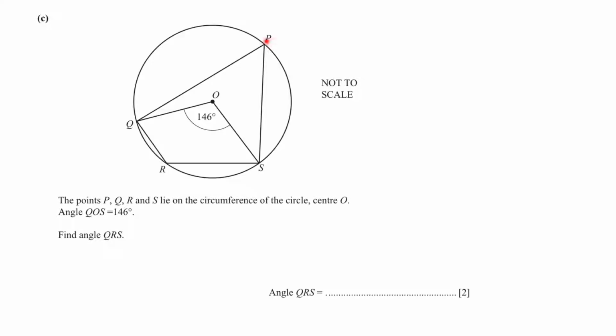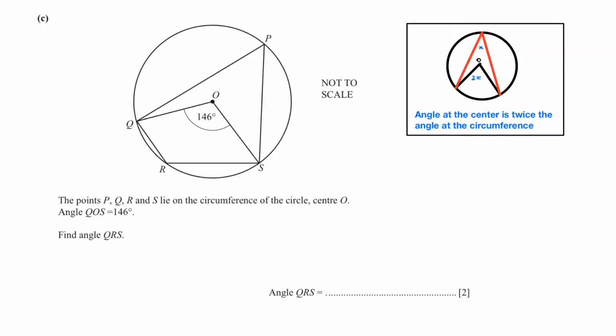So in part C, we have been given a circle with 4 points on the circumference, and O is the center. QOS is 146. We need to find QRS. To find QRS, we will first need to find QPS. You need to know the circle theorems to find QPS. The angle at the center is twice the angle at the circumference. So if this angle is 146, QPS is going to be half of 146, which is 73.